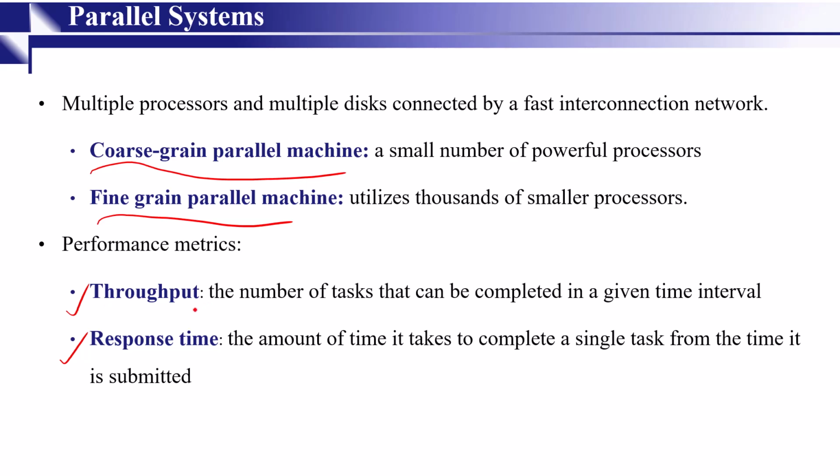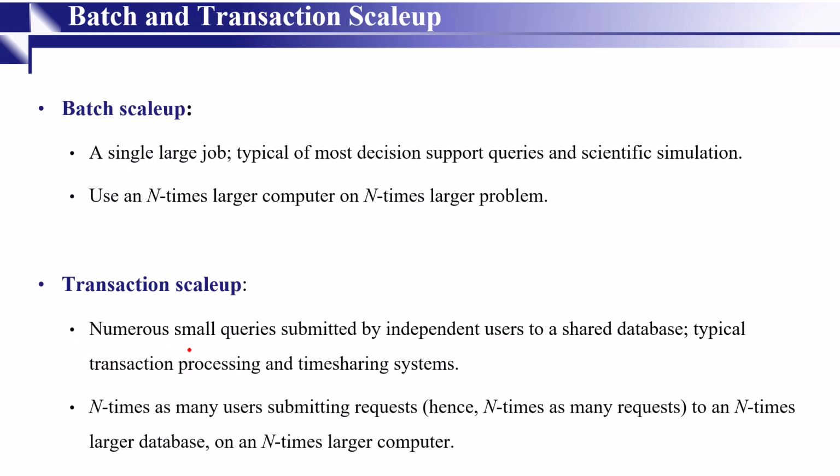So, by definition, throughput is the number of tasks that can be completed in a given time interval. On the other side, response time is the amount of time it takes to complete a single task from the time it is submitted. Parallelism powers everything from scientific simulation to big data analysis. Next, scale up splits into two types: batch scale up and transaction scale up.